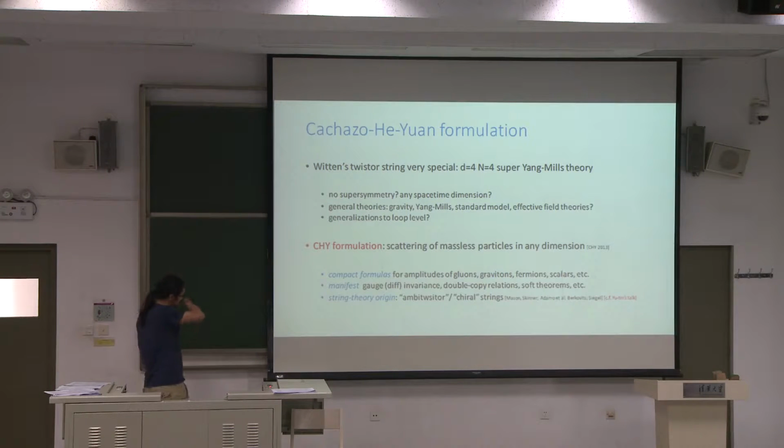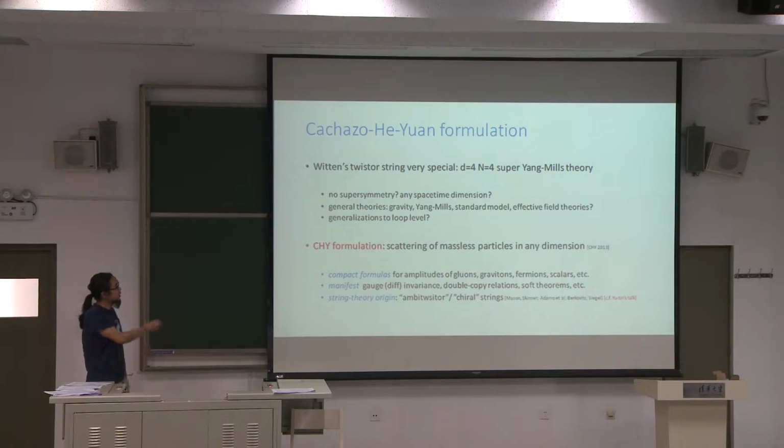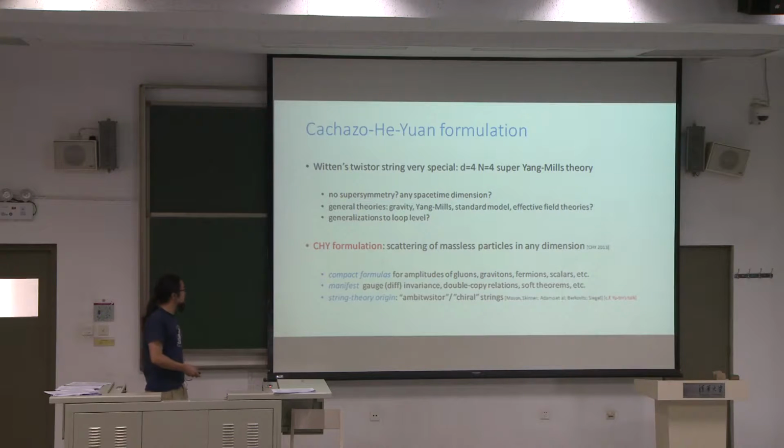This is all great, but we'd like to ask some questions about this twisted string formulation. It's all very special: it's for maximally supersymmetric Yang-Mills theory in 4D. We'd like to ask if this is a general feature that we can see also without supersymmetry and in arbitrary space-time dimension. Can it be applied to more general theories like gravity, effective field theories, or even the standard model of particle physics? And most importantly, Witten's twisted string theory has a problem when you try to go to loop level.